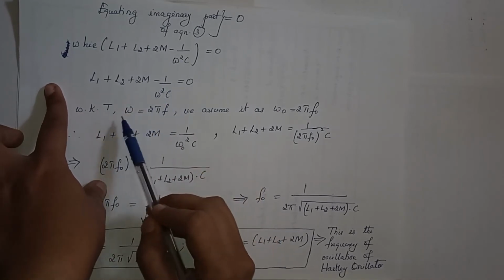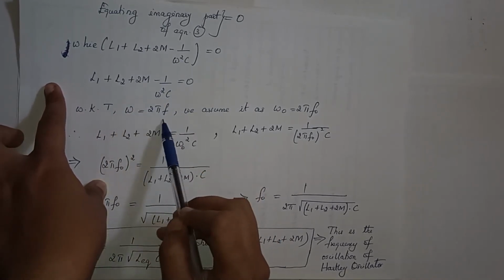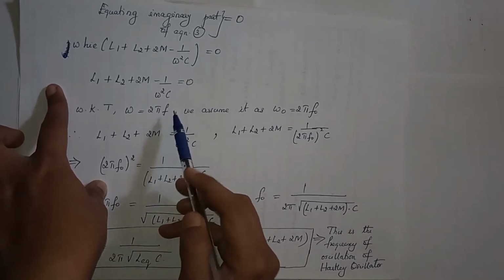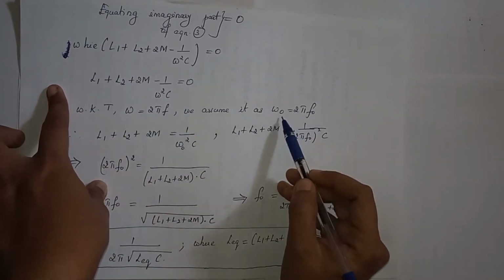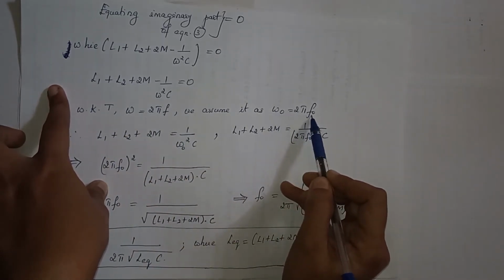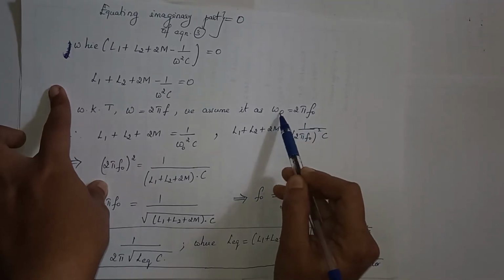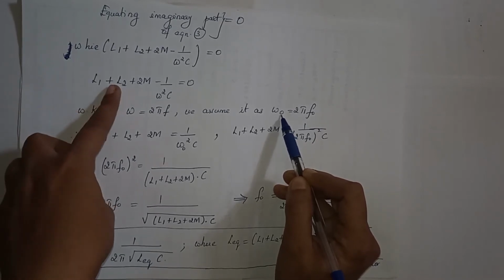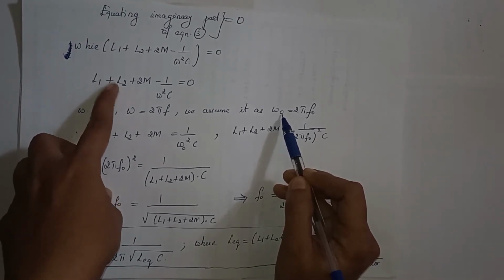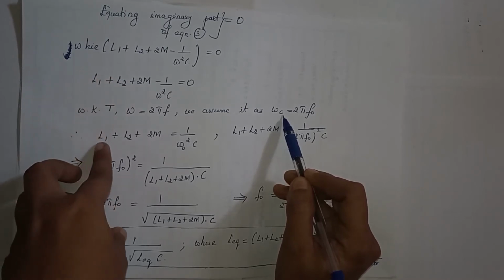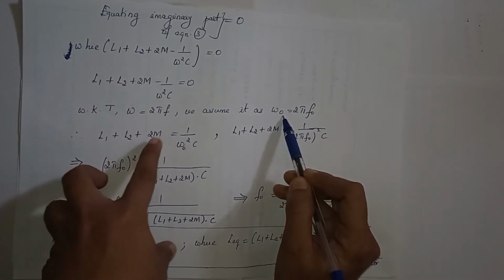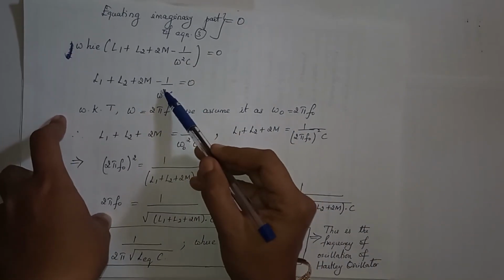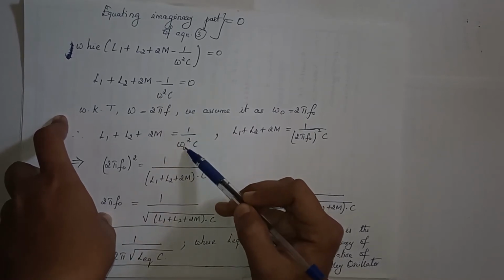We already know that omega is equal to 2 pi f. Because we are going to find the frequency of oscillation, we call this omega value omega naught and the frequency f naught. So we write omega naught equal to 2 pi f naught, and substitute the value of omega naught in this equation. Rewriting the equation in terms of omega naught, I'll be getting L1 plus L2 plus 2M equal to, since this term comes to my right hand side with a minus sign, plus 1 by omega naught squared C.